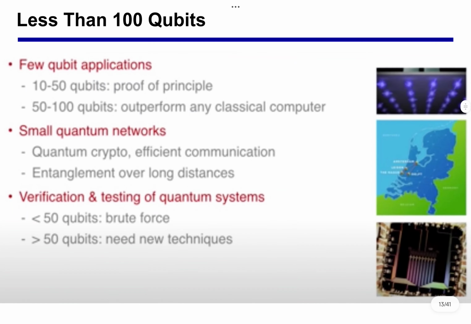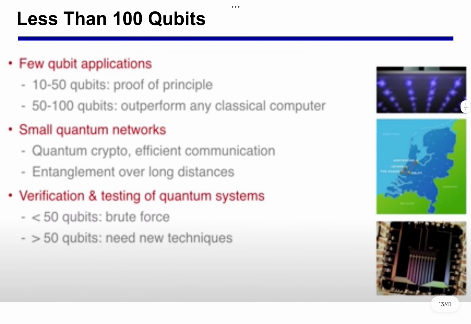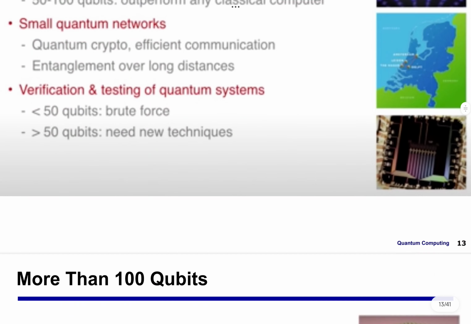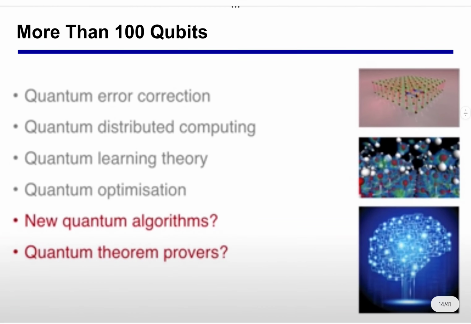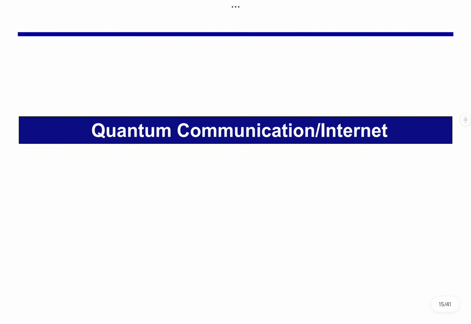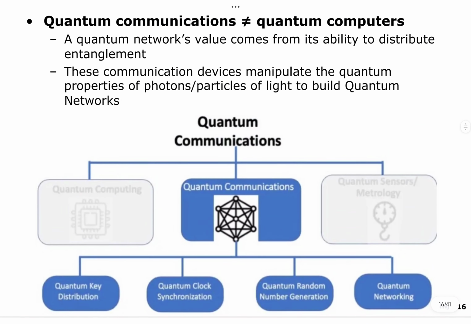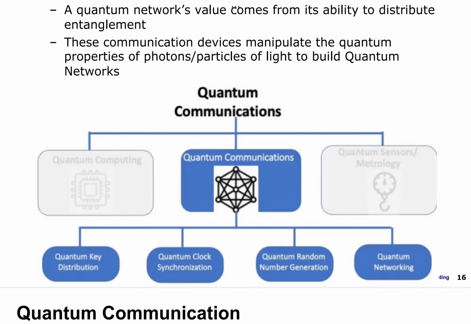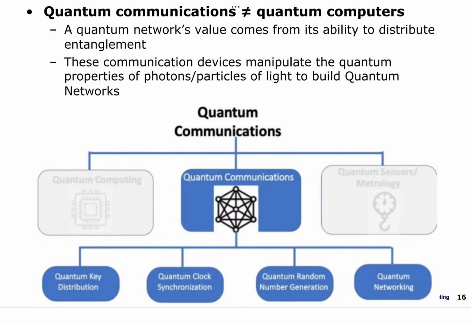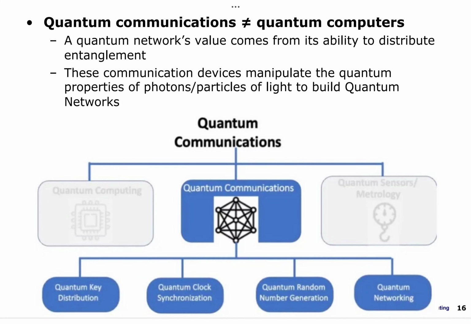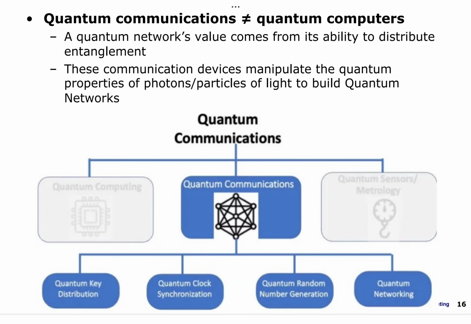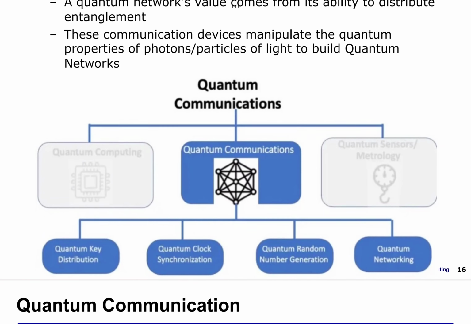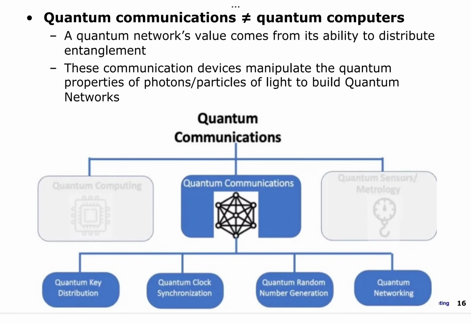Less than 100 qubits, a few small quantum networks. If we have more qubits, what new algorithms can we use to do more things? What does the quantum internet mean? It's not about computers, but it can do some things with quantum mechanics that manipulate the properties of photons. Oh, I want to see this word. Photons, particles of light, to build quantum networks. Quantum clock synchronization.